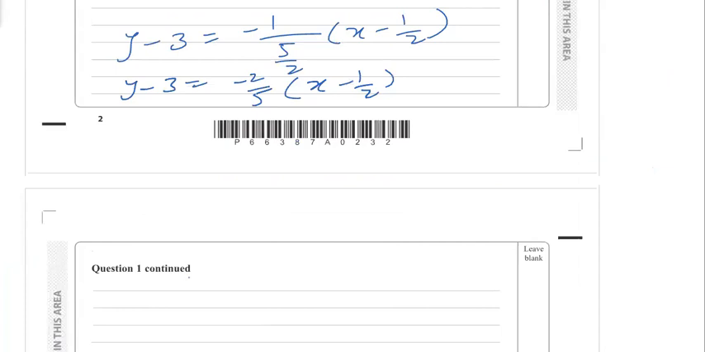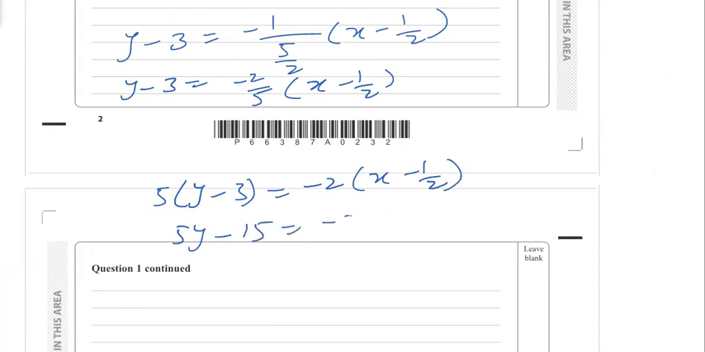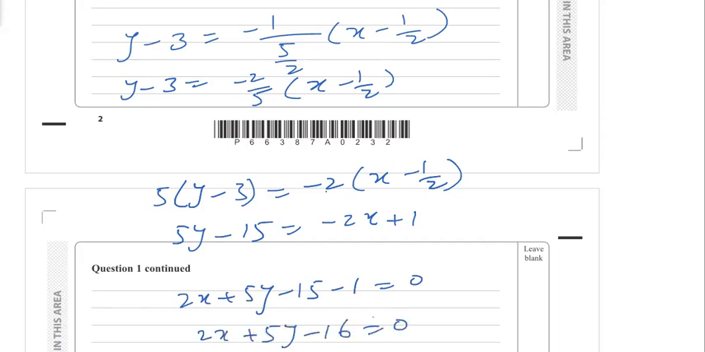Shift 5 to the other side. So we'll get 5 into (y minus 3) equal to minus 2 into (x minus 1/2). So it will become 5y minus 15 equal to minus 2x plus 1, because minus 2 with 1/2 will be 1 only. So shift all terms to one side. That will become 2x plus 5y minus 15 minus 1 equal to 0. So finally 2x plus 5y minus 16 equal to 0.